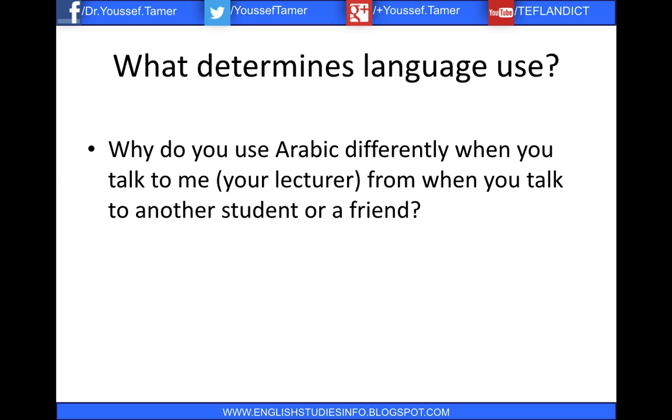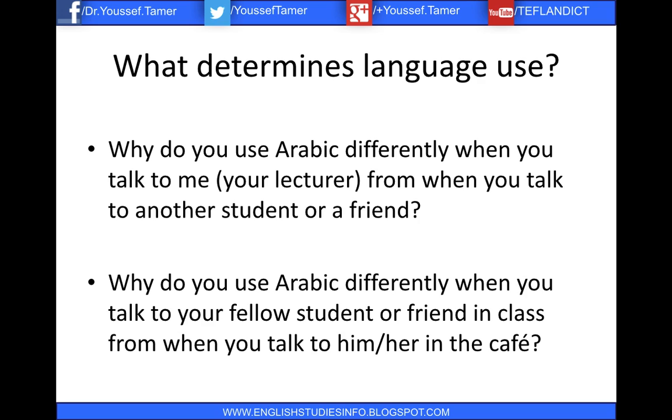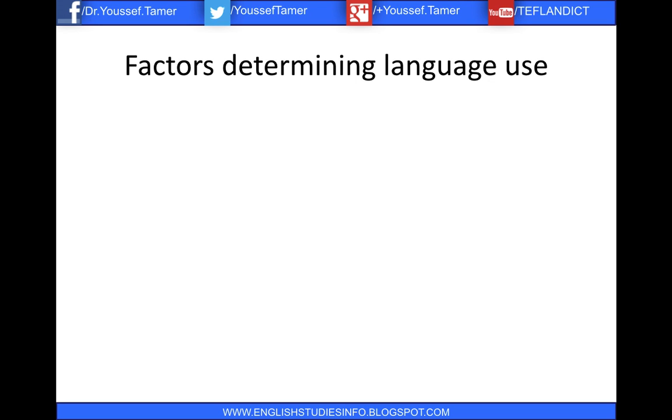So why do you use Arabic differently? This is a question that we have already asked. Now, to answer these questions or to find out the factors that determine language use: the participants. Who are the participants in the communication, in the interaction? The participants are friends, or a student with a teacher, or a boss with an employee, or a grandfather with a son. So who are these participants?